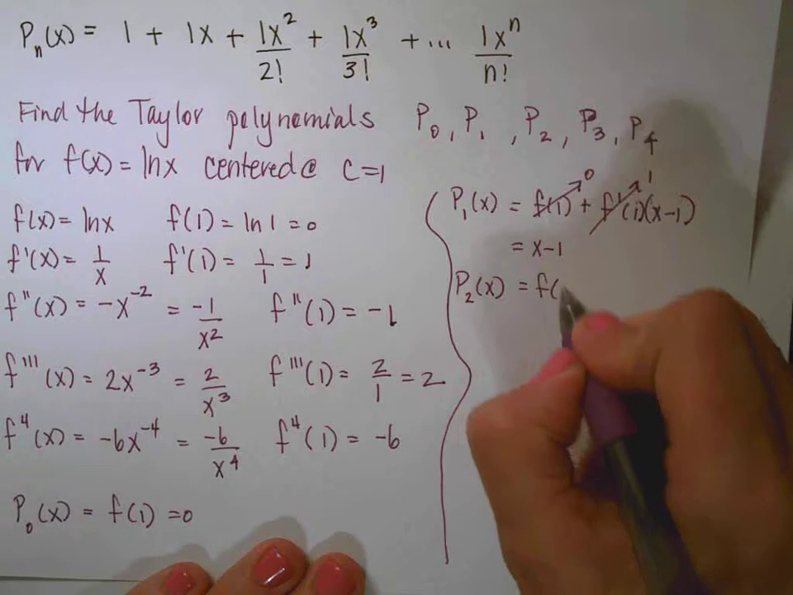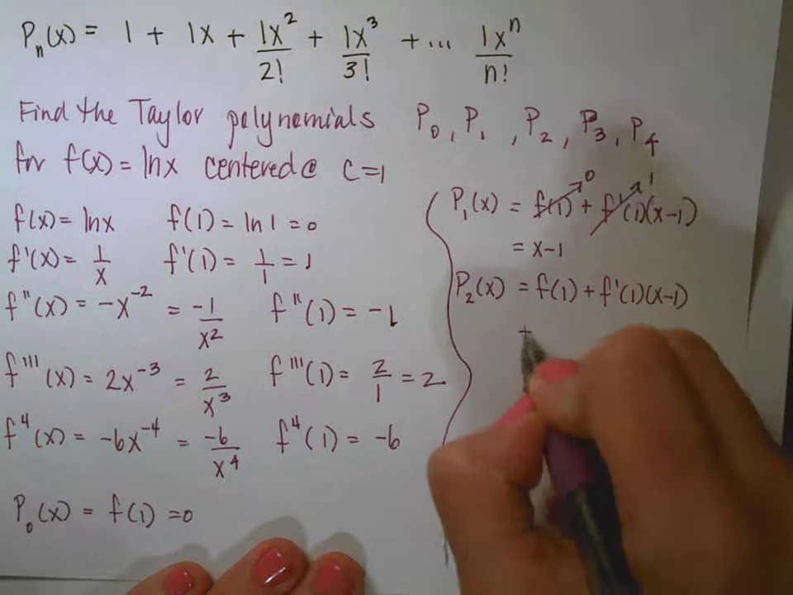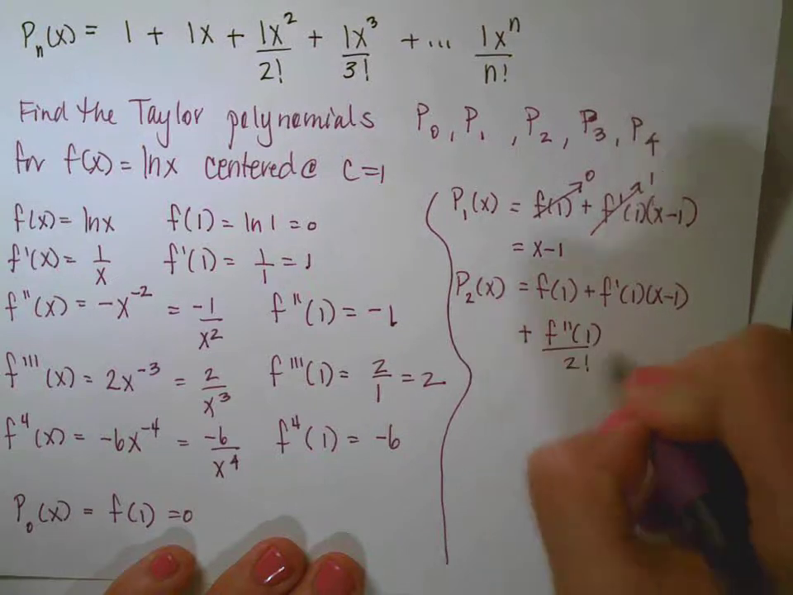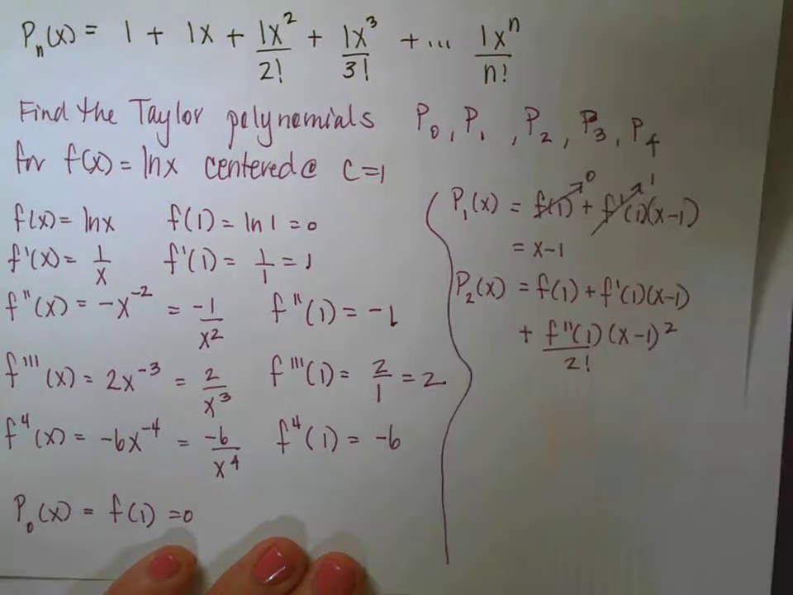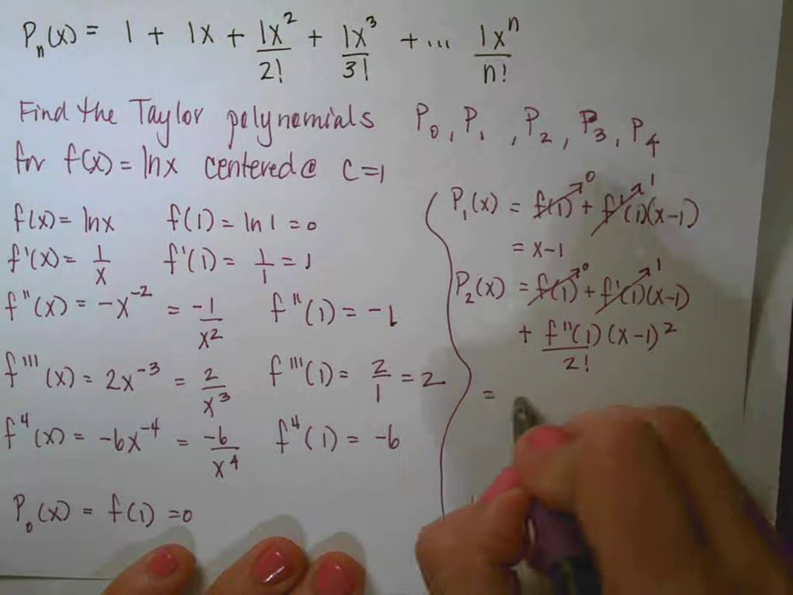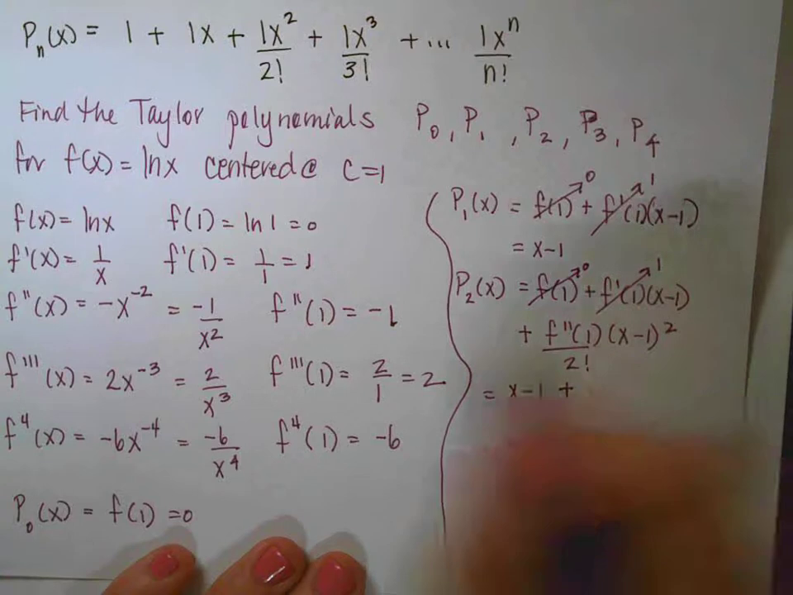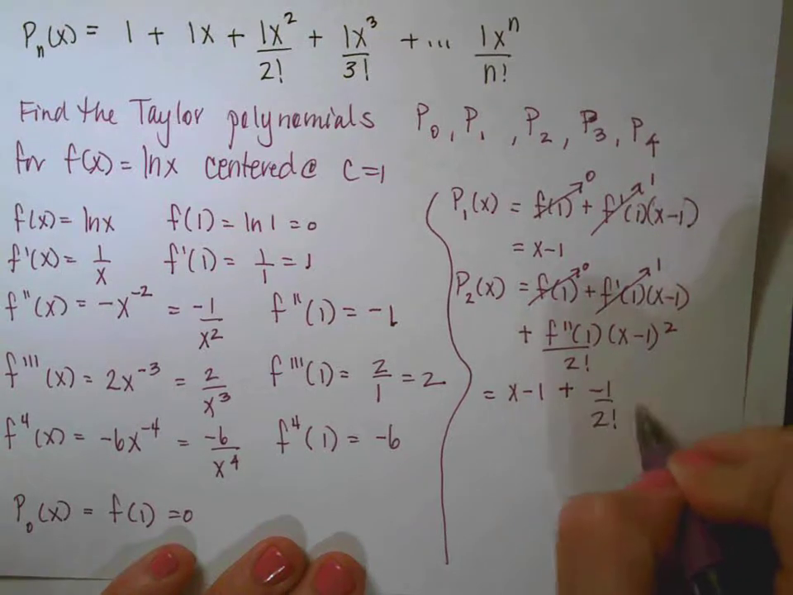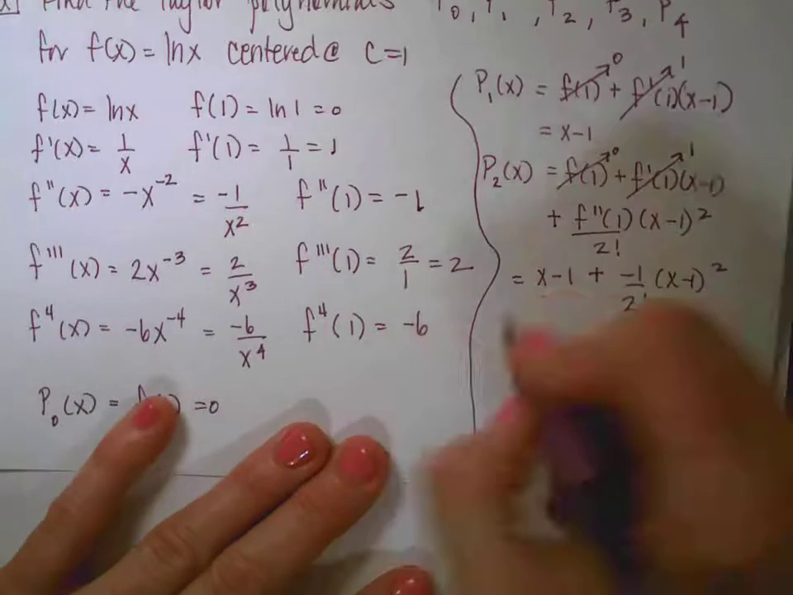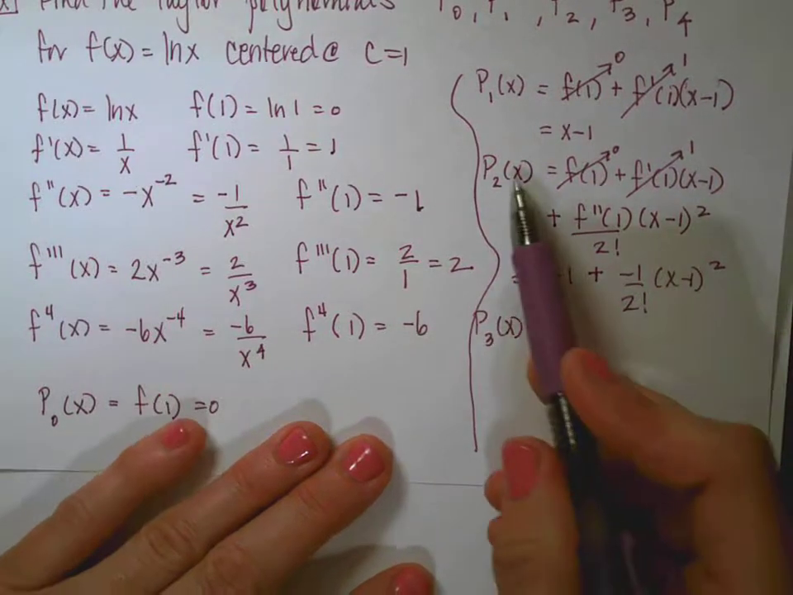So then the second degree polynomial is going to be the first guy plus the second guy plus the third guy, and that's going to be f double prime at 1 over 2 factorial times x minus 1 to the second. So remember, this guy is 0, this guy is 1, so this is going to equal x minus 1 plus f double prime was a negative 1 over 2 factorial times x minus 1 to the second. Okay? All right, let's see if I can squeeze both of these in here.